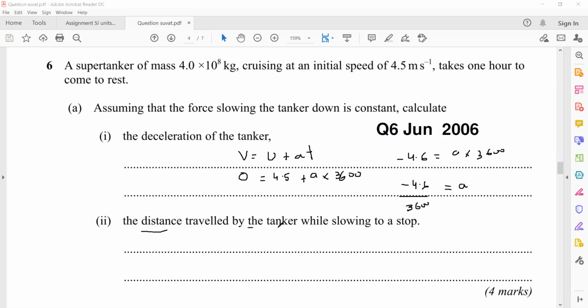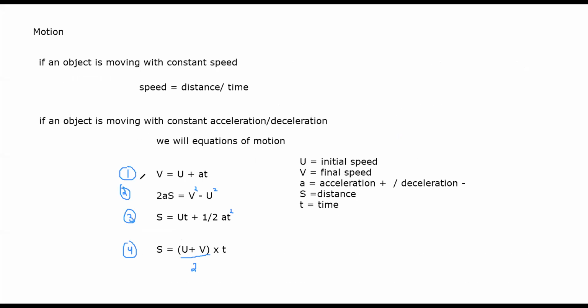The distance traveled by the tanker while slowing down. So we need a distance travel again. If you check the equation, we have acceleration because we calculated it in the previous part. We know the final velocity, we know the initial velocity, so we can use the second equation, or you can use this equation as well. You have initial velocity, final velocity, and time, so you can use the fourth equation. So it's up to you. Any equation you can use, you will get the same answer if you are substituting the values correctly.